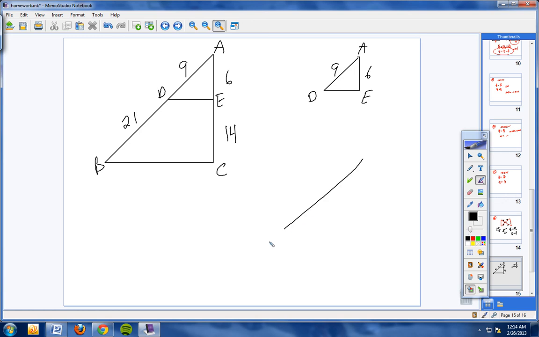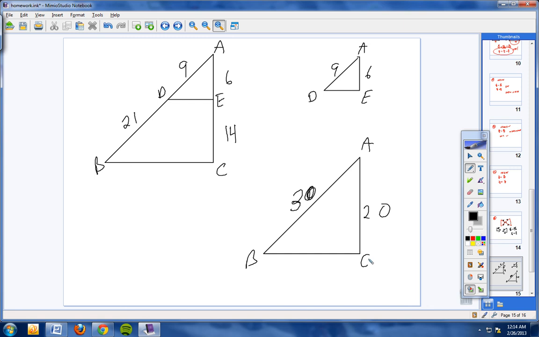And now I'm going to draw the really big triangle. And I'm going to call that, this length here is 21, 21 plus 9, 30. And this whole side over here would be 20. And we'll call this BAC. Now, do you notice how these two triangles share a common angle A? So this angle here is congruent to this angle here. So I have side angle side, side angle side. Notice how the middle angle is congruent.